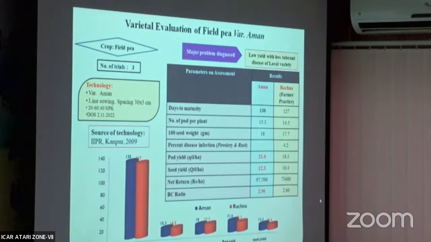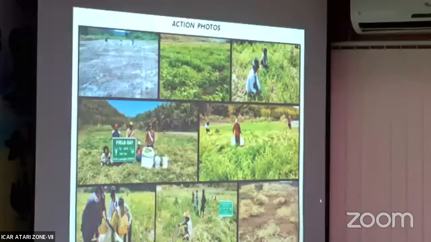The first OFT is varietal evaluation of Aman variety due to low yield and less disease tolerance of the local variety. The results show better performance of the Aman variety in almost all parameters recorded, except days to maturity, 130 days in Aman and 127 days in Rajna, with a higher BC ratio of 2.9. These are the action photos.